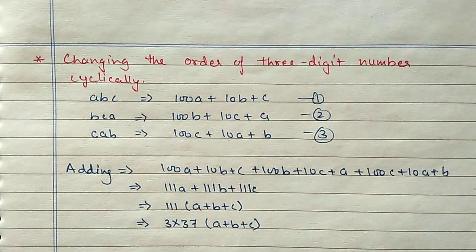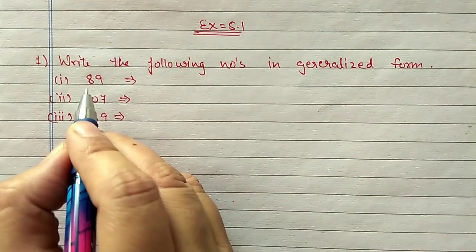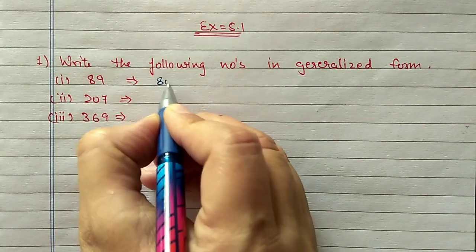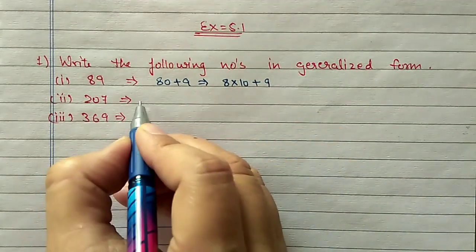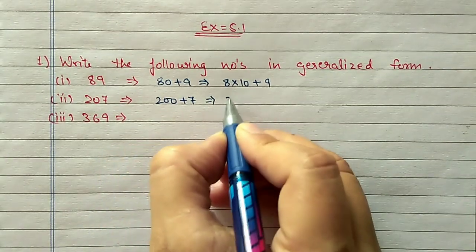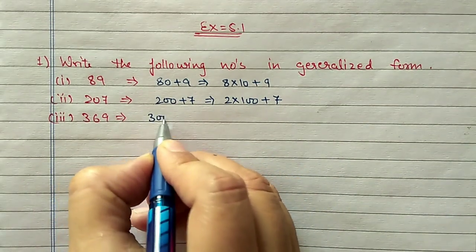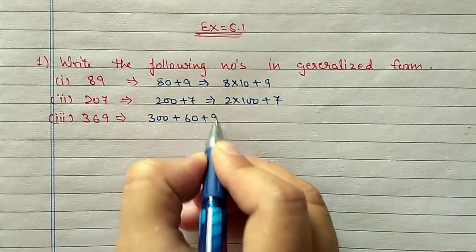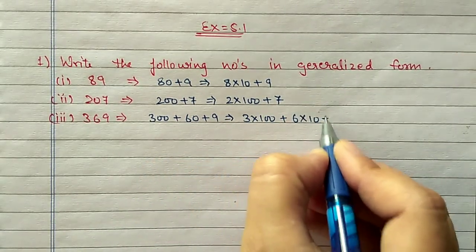So with the help of this property, now we will do the exercise. First question of exercise 5.1: write the following number in generalized form. It means you have to expand and write these numbers. So 89 we can write as 80 plus 9, or as 8 into 10 plus 9. Similarly, 207 we can write as 200 plus 7, or 2 into 100 plus 7. 369 we can write as 300 plus 60 plus 9, or 3 into 100 plus 6 into 10 plus 9.